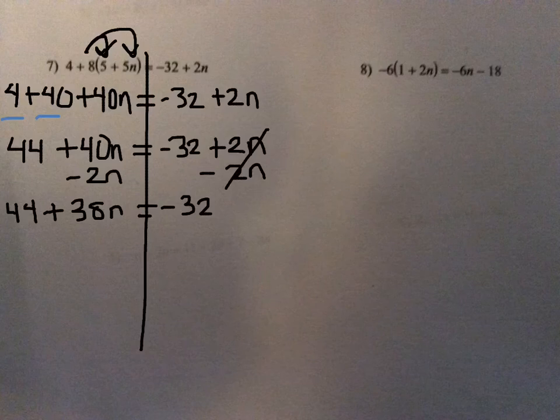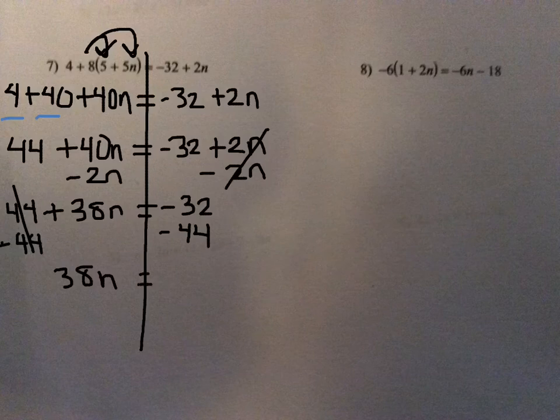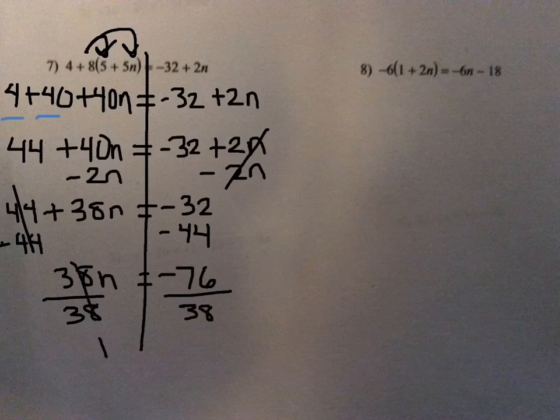This should be easy because the next step I have to do is to undo the addition. I've got a positive 44. I'm going to subtract 44 on both sides. So I'm going to get 38n equals negative 32 minus 44, which is going to be a negative 76. Then I have a 38n, which is multiplying, so I'm going to divide by 38. N equals negative 76 divided by 38, which is negative 2.